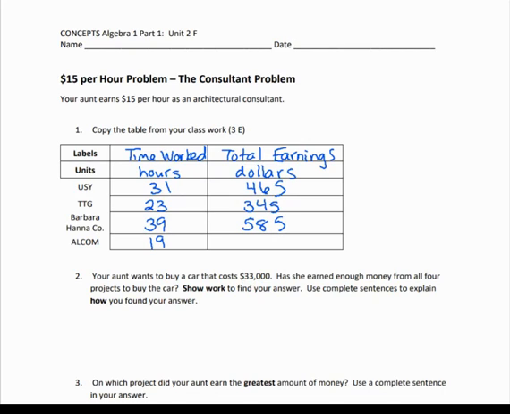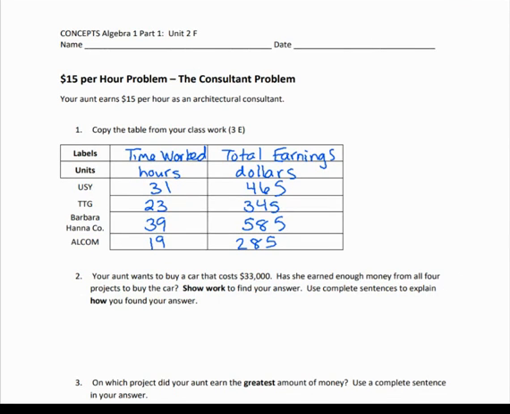Okay, so everybody take a look at the screen and take a look at your chart. Do they match? So we have time worked in hours, and we filled in those hours, 31, 23, 39, 19. Then we have our total earnings in dollars, 465, 345, 585, and 285. Okay? We're actually going to graph today, so we need to make sure that those numbers are recorded properly so that we graph properly. All right, so let's take a look now at the other questions.